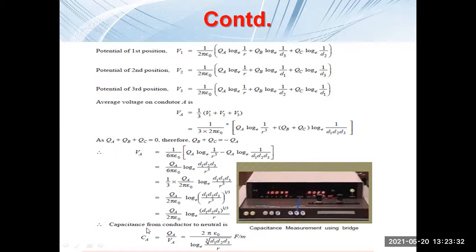So finally the capacitance from conductor to neutral. With respect to the neutral, what should be the capacitance? That is CA equal to QA by VA. So that means 2 pi epsilon by log of cube root of D1, D2, D3 by R.